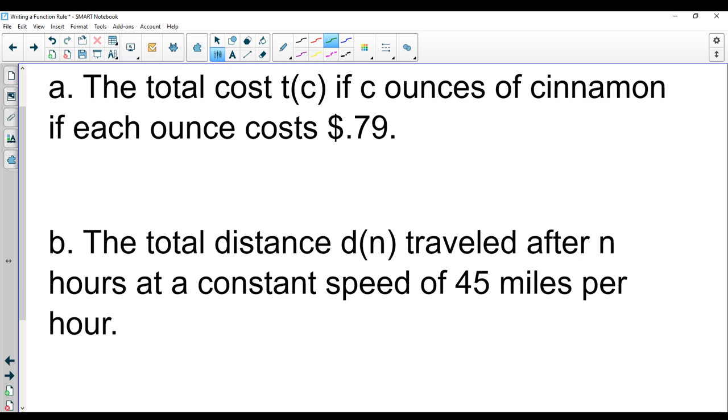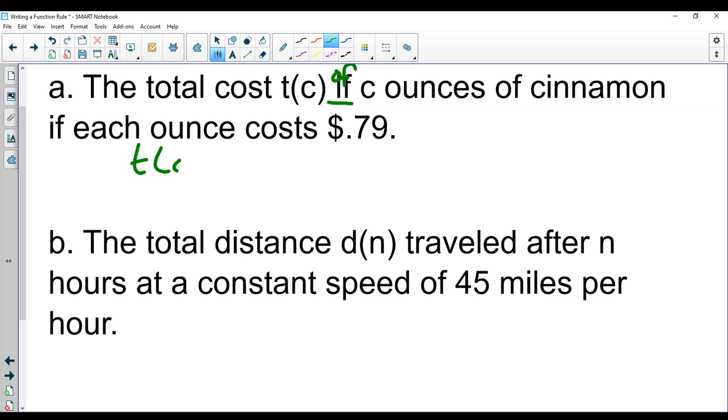So let's just see what we have to do. This first one says the total cost, T of C, of C ounces of cinnamon, if each ounce costs 79 cents. Sorry, I don't know why it says if, it should be of. Anyway.